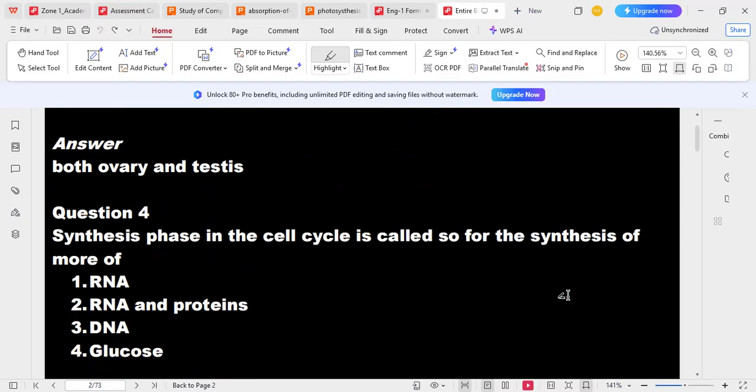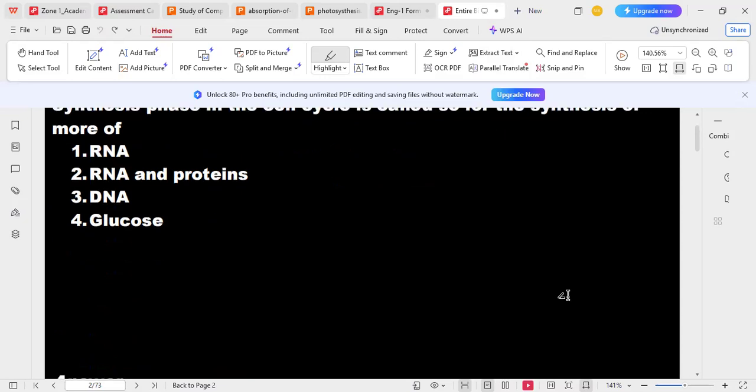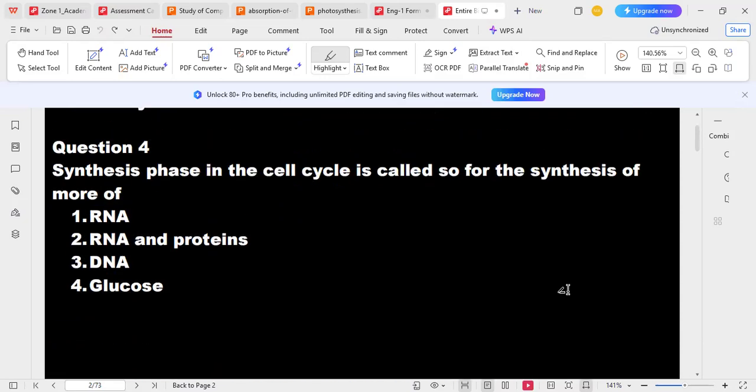Now coming to our fourth question, the synthesis phase, that is our S phase in the cell cycle, is called so for the synthesis of more of RNA and protein, DNA, or glucose. So is the answer RNA and protein? It's DNA. So in the synthesis phase, only DNA is getting multiplied, right?